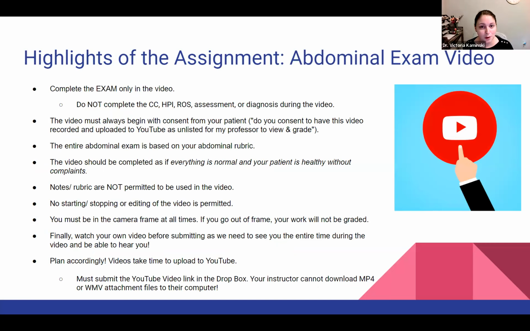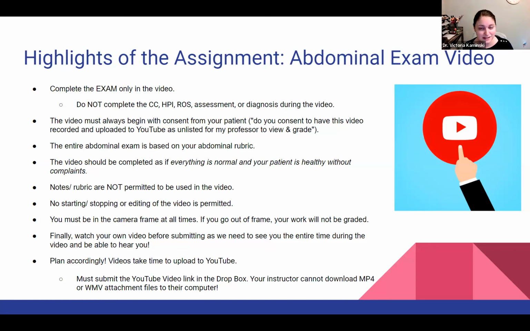You always begin your videos with consent. So you're going to ask your patient to provide consent for you. That only needs to be verbal for these videos until you get to your head to toe. But you are going to upload this as unlisted for your professor to grade. The entire abdominal exam is based on your rubric. So the video should be completed as if everything is normal and this is a healthy patient.